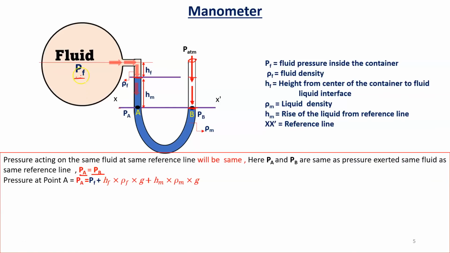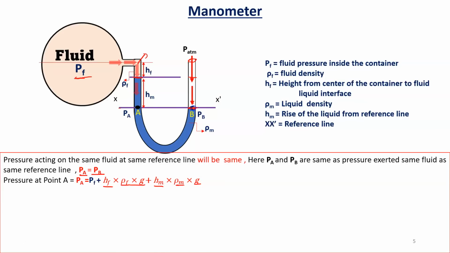PA is nothing but PF plus, because of this fluid, there will be another pressure, that is hF rho F into g, and because of this rise of liquid from the reference line, we have to calculate again, that is hM rho m into g.